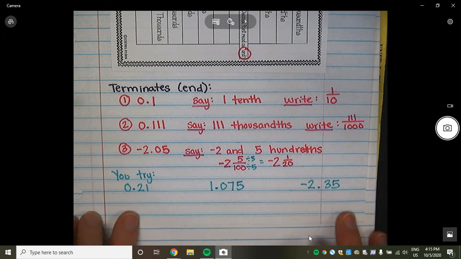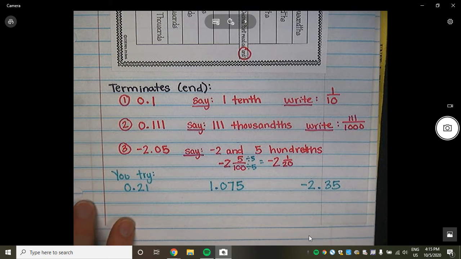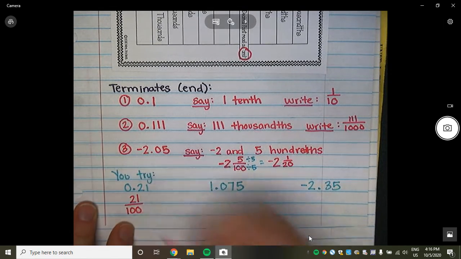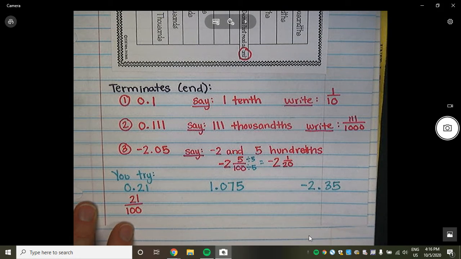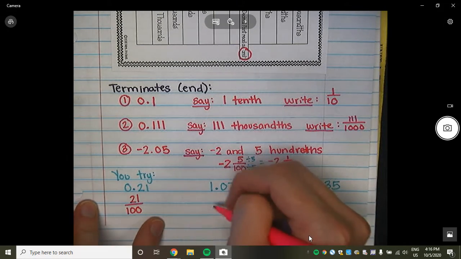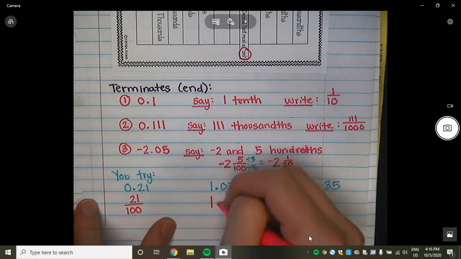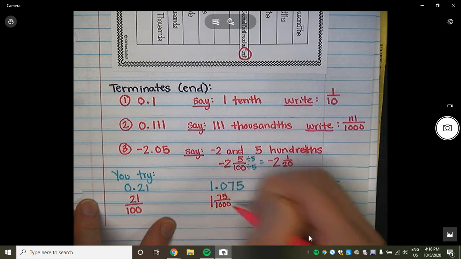So hopefully you took a second to solve those. When I put this into my chart, I would end in the hundredths. So I would have 21 hundredths. That's how that would be written. The next one, I know I have a whole number. So I have 1. And if I read this, I end in the thousandths. So I only have 75 over 1,000.